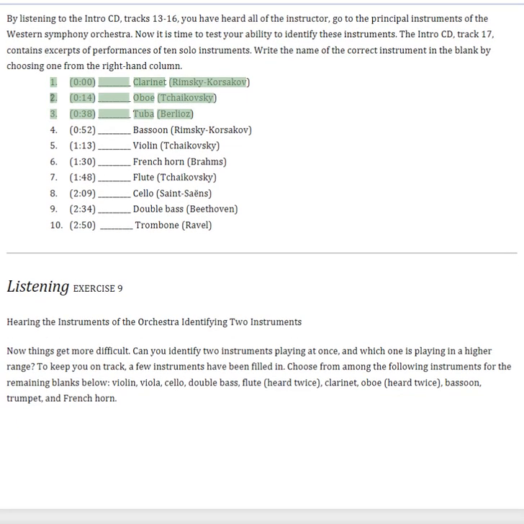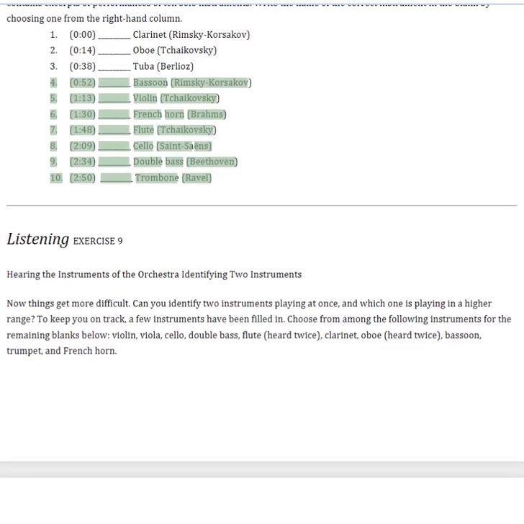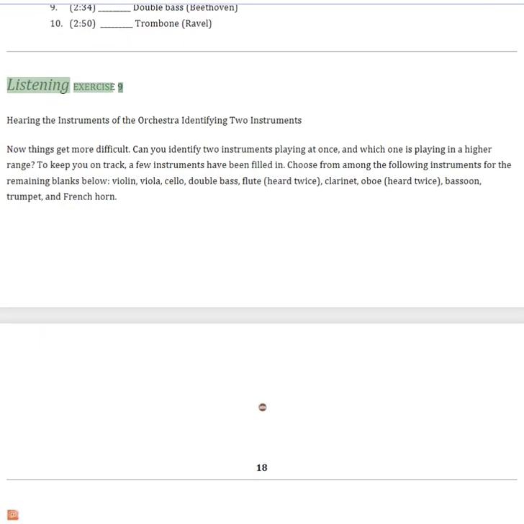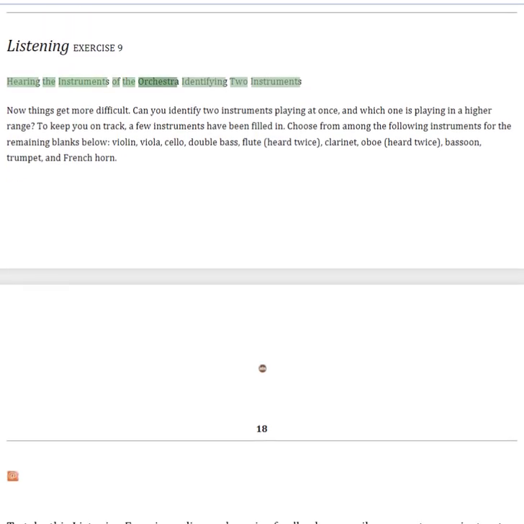1. Clarinet 2. Oboe 3. Tuba 4. Bassoon 5. Violin 6. French horn 7. Flute 8. Cello 9. Double bass 10. Trombone. Listening exercise 9. Hearing the instruments of the orchestra: identifying 2 instruments.